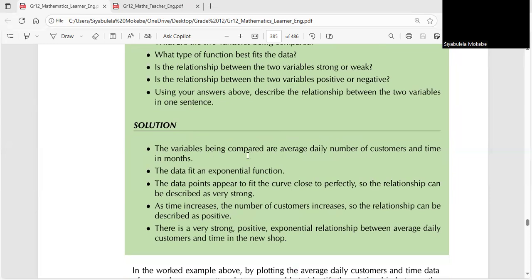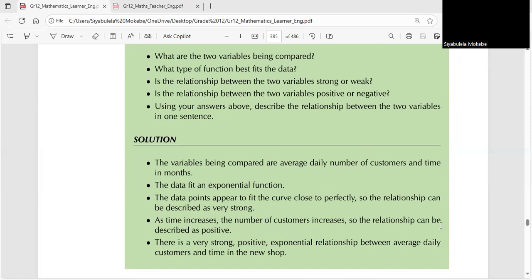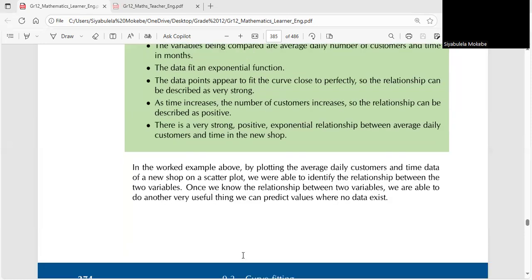So the variables being compared are average daily number of customers and time in months. The data fit an exponential function. The data points appear to fit the curve closely to perfectly, so the relationship can be described as very strong. As time increases, the number of customers increase, so the relationship can be described as positive. There is a very strong positive exponential relationship between average daily customers and time in the new shop, right?